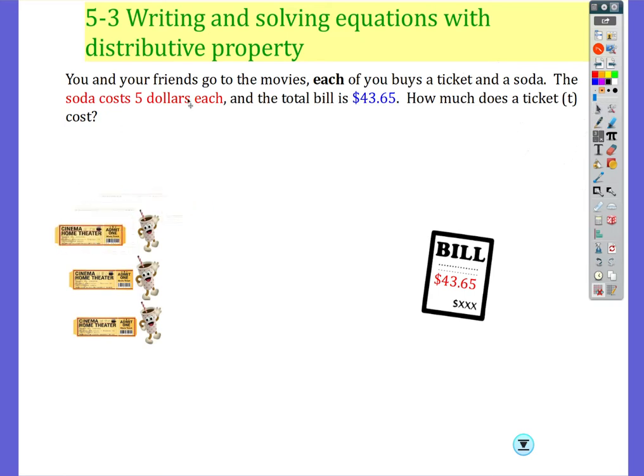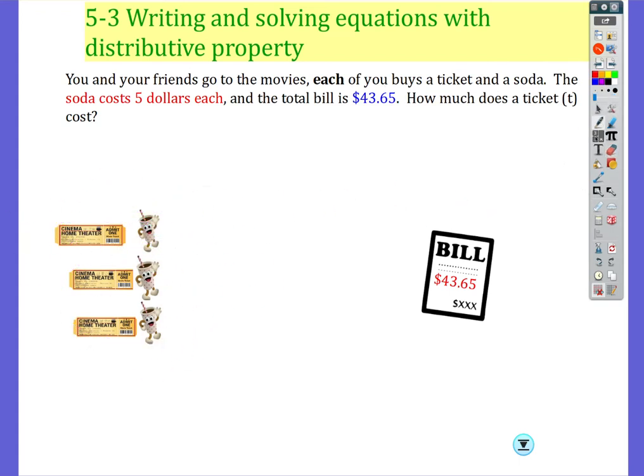So let's say you and your friends go to the movies. Say you and 2 friends. So this would be you right here. You've got your ticket and your popcorn. Here are your 2 friends. Each of you also buys a soda. So you got your movie ticket, you got your soda. And we've got a little bit more information.